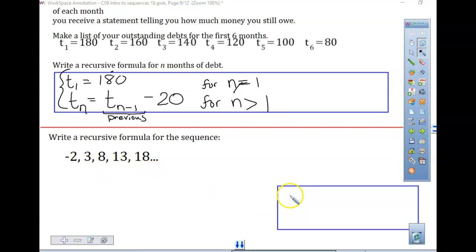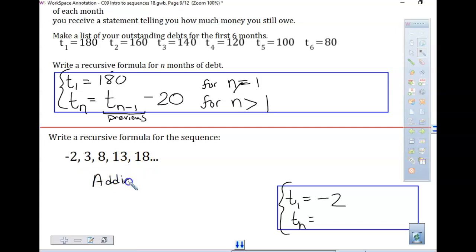You want to start with what is, and as you are looking at this, term 1. So T sub 1 equals, and then T sub n equals. T sub 1, as I look at it, is -2. What's happening to -2 to get 3, 3 to get 8, 8 to get 13? We are always adding 5.